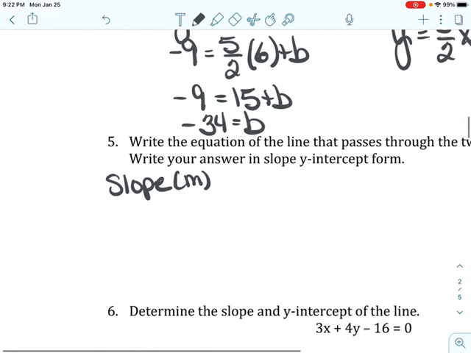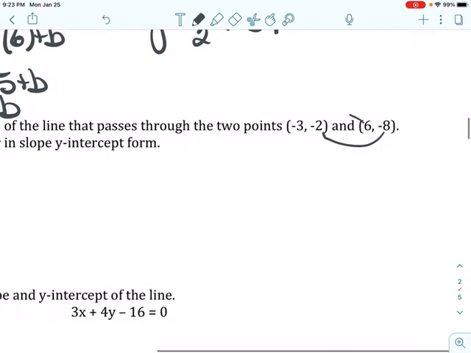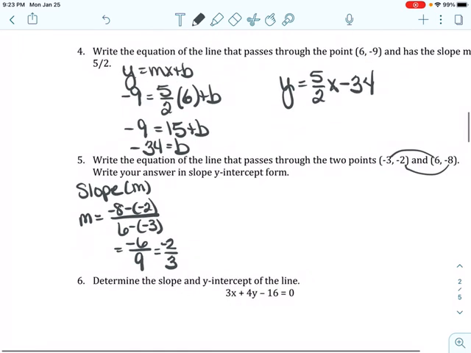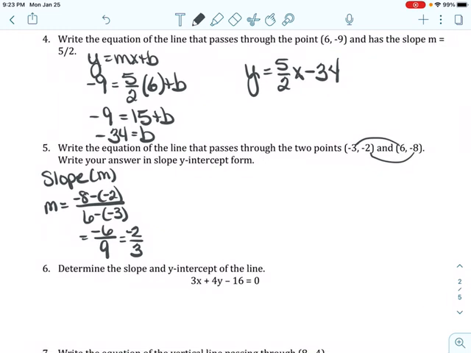So we're going to do negative 8 minus negative 2 over 6 minus negative 3. Okay, so I get negative 6 over 9. And make it easier on yourselves, guys. Let's always reduce those. So I'm going to get negative 2 over 3. That's a lot easier to work with, especially if we're trying to do some computational work. Okay, so there's our slope.